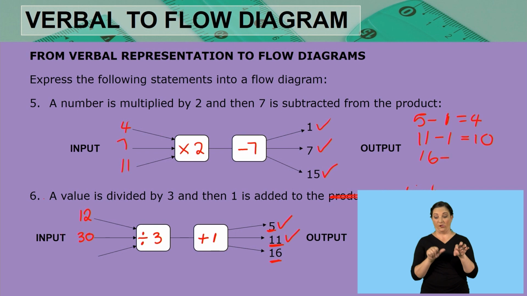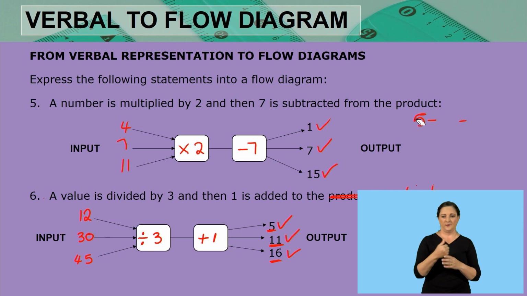So when we take 16 and we subtract 1, that gives us a 15. Now what value is divided by 3 for the answer to be 15? Yes, it is 45. Now 45 divided by 3 is 15, and when we add 1, the answer is 16. So those are the input values that we got from that flow diagram or from the given output values.